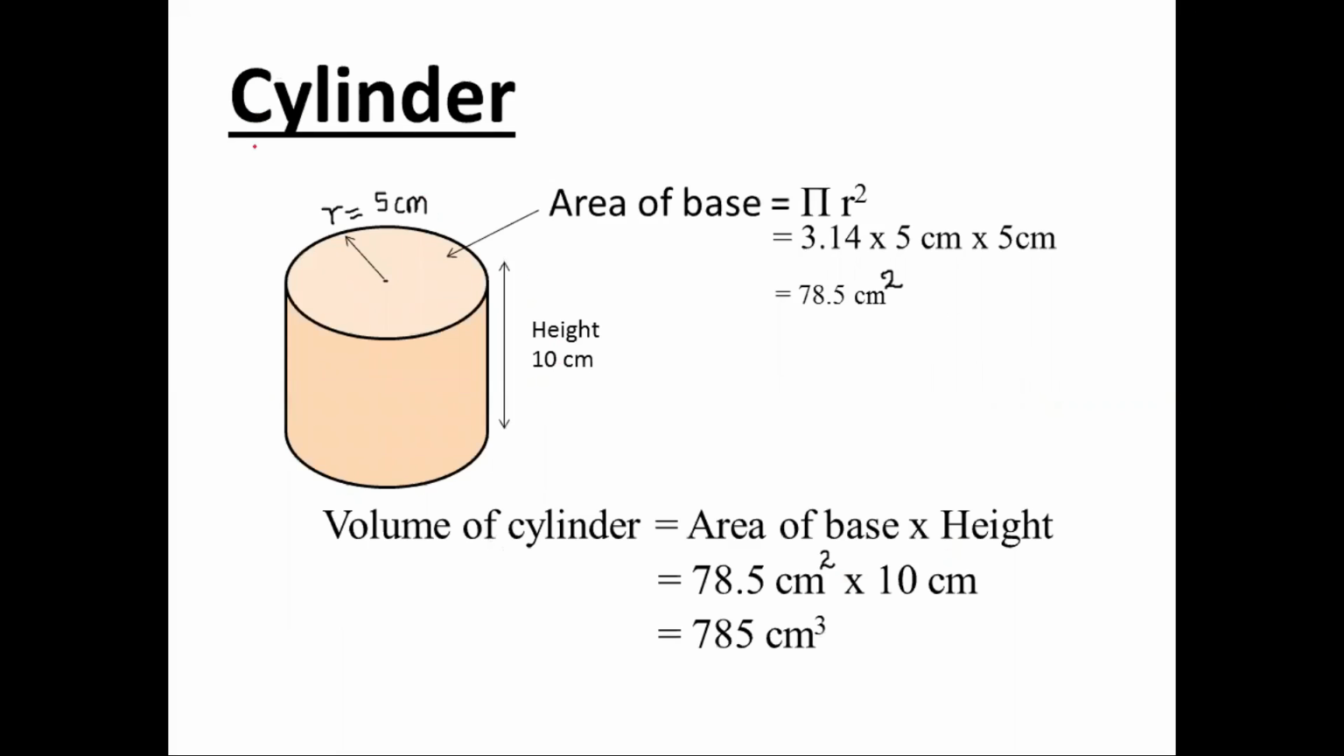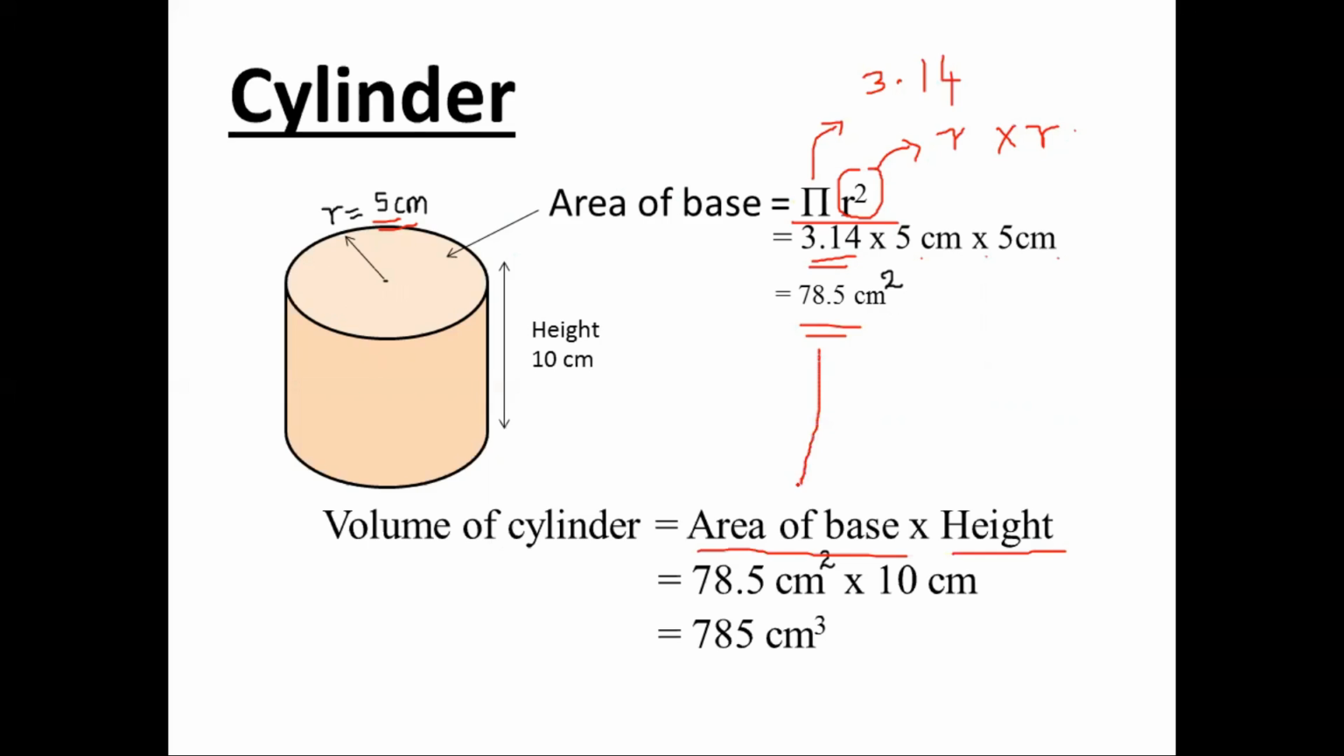And let's see how to find the volume for a cylinder. So that is given as area of the base multiplied by height. So area of the base means here, that is pi r squared. So pi means that is 3.14, and r means r is the radius, that is given as 5 here, and r squared means r times r. So 3.14 times 5 times 5. So we get 78.5 centimeter squares. That is the area of the base of this cylinder.